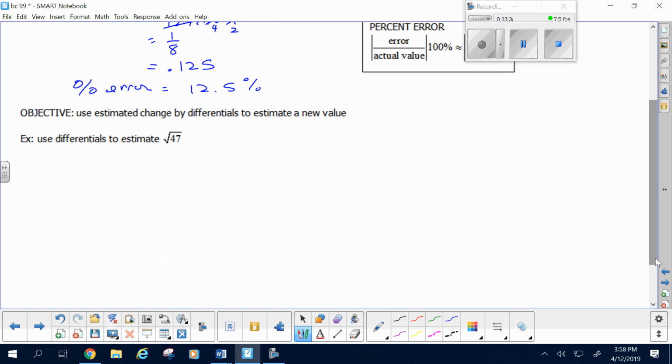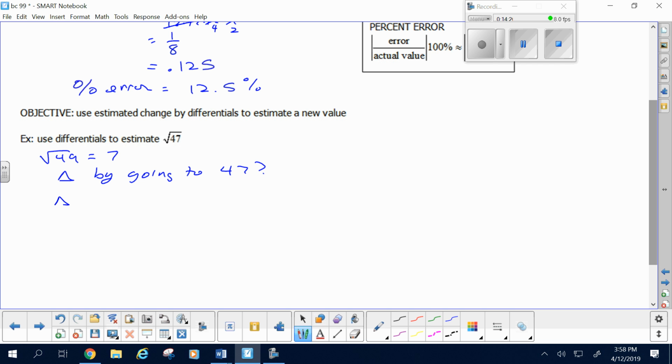Now, last idea of using differentials before we do a little bit of practice. If you use differentials to estimate a new value, this is more of a math application rather than a science application, then it'll behave a little bit like a tangent line, but there's some differences. So if I asked you to say, use differentials to estimate the square root of 47, you want to know, all right, based on what you would normally start with, the square root of 49 is 7, you want to know how much are you going to change by going to 47.